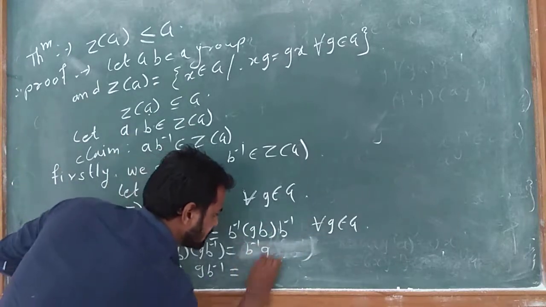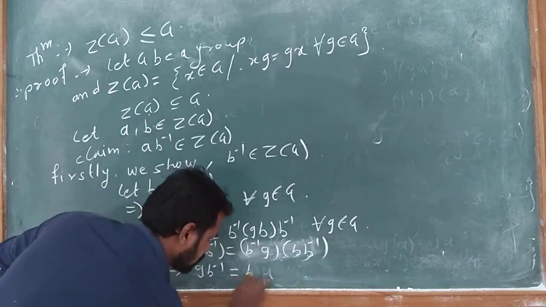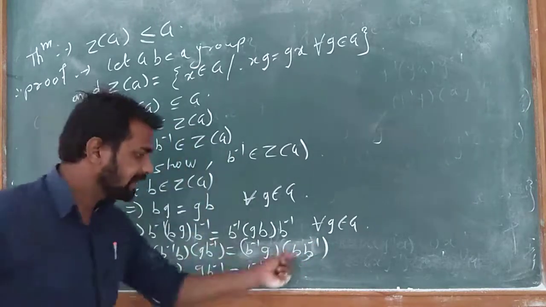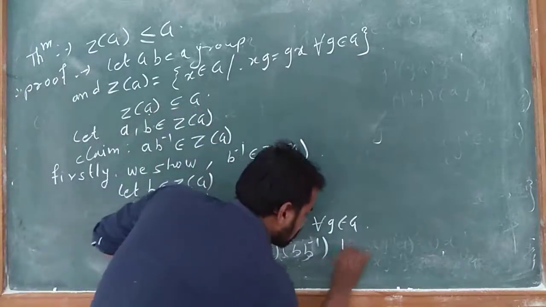B inverse g into B is equal to B inverse into g. Here B into B inverse is equal to identity, and identity into B inverse g is equal to B inverse g.